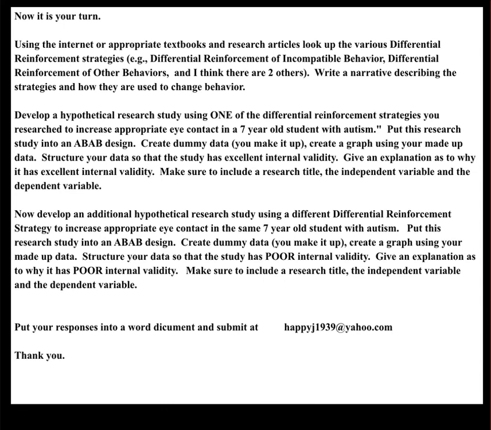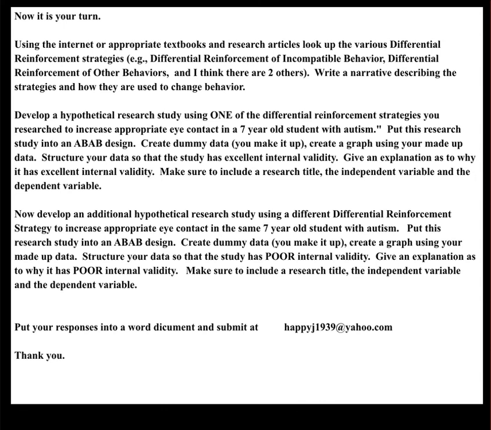Then I'd like you to develop a hypothetical research study using one of the differential reinforcement strategies you researched to increase appropriate eye contact in a 7-year-old student with autism. Put this research study into an ABAB design. Create dummy data. That means you make up the data. Create a graph using your made-up data. Structure your data so that the study has excellent internal validity. Give an example as to why it has excellent internal validity. And make sure to include the research title, the independent and the dependent variables.